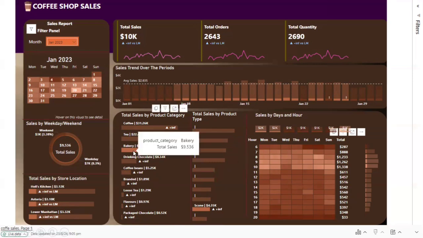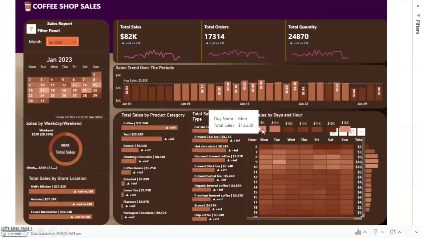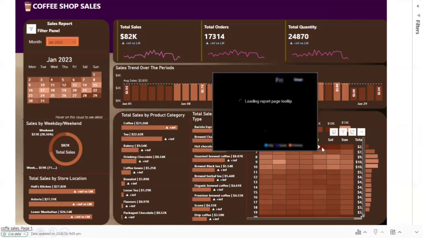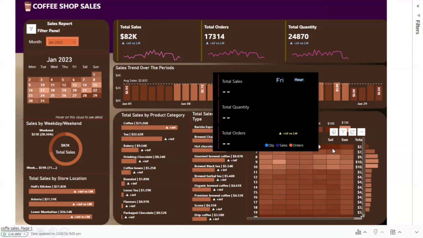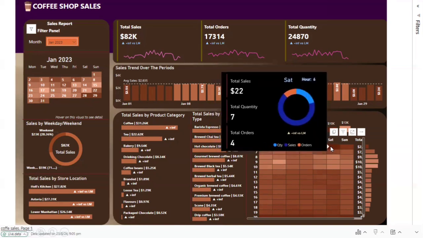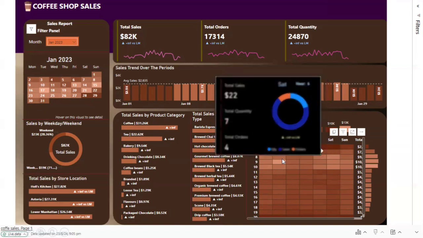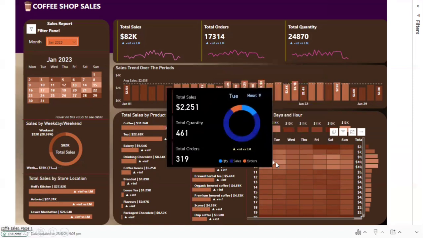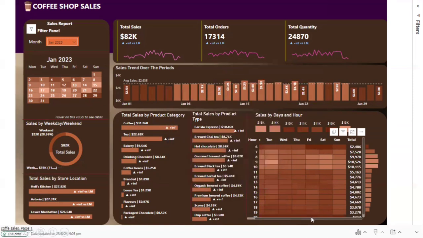Another thing we notice here is in this sales by days and hours. In this, we can see the darker color represents a low level of sales. The sales are declining here. The lighter color represents an increase in sales. And from my observation, I can say from morning 7 o'clock to 10 o'clock, there is a good amount of increase in sales.